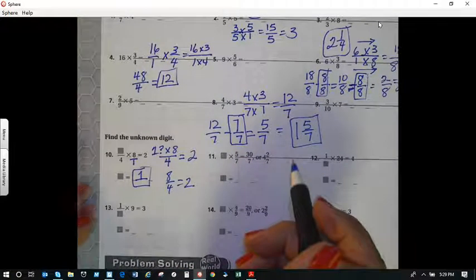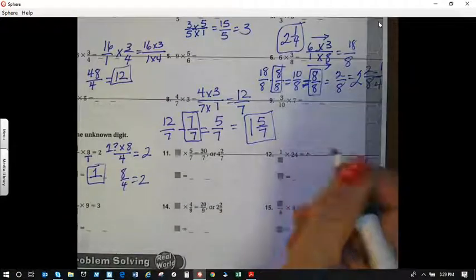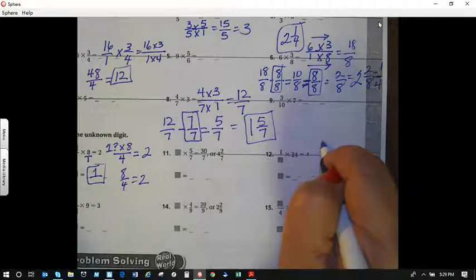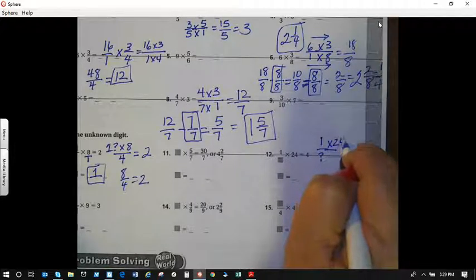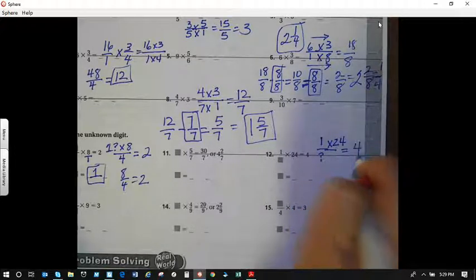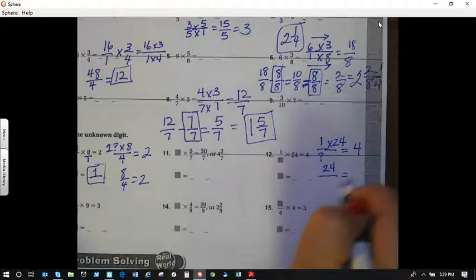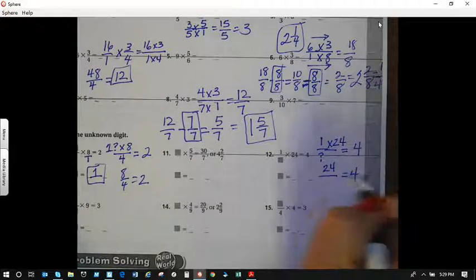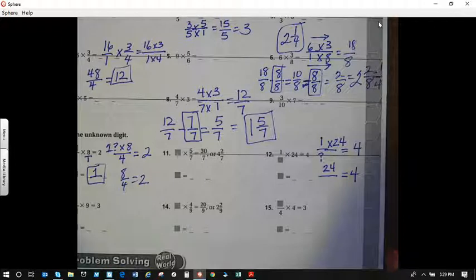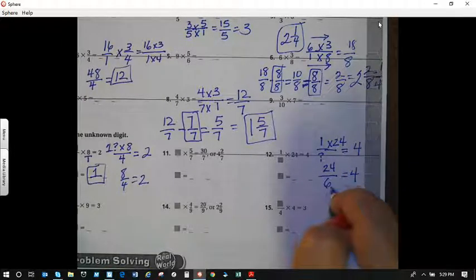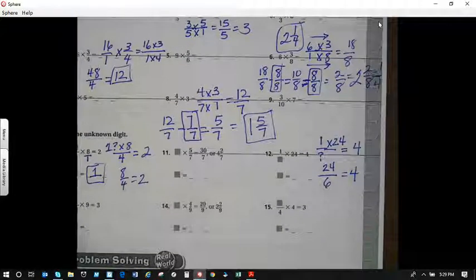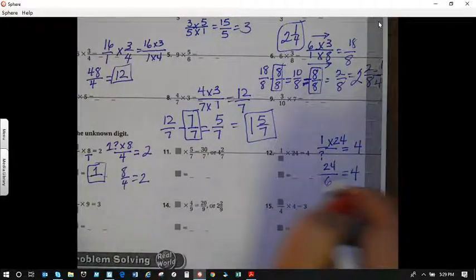All right, so let's look over here at number 12. So I have 1 over something times 24 equals 4. So I know I'm going to have 24 over what? What can I divide into 24 that will give me 4? Yeah, 6, because 6 times 4 is 24. So my unknown number is 6.